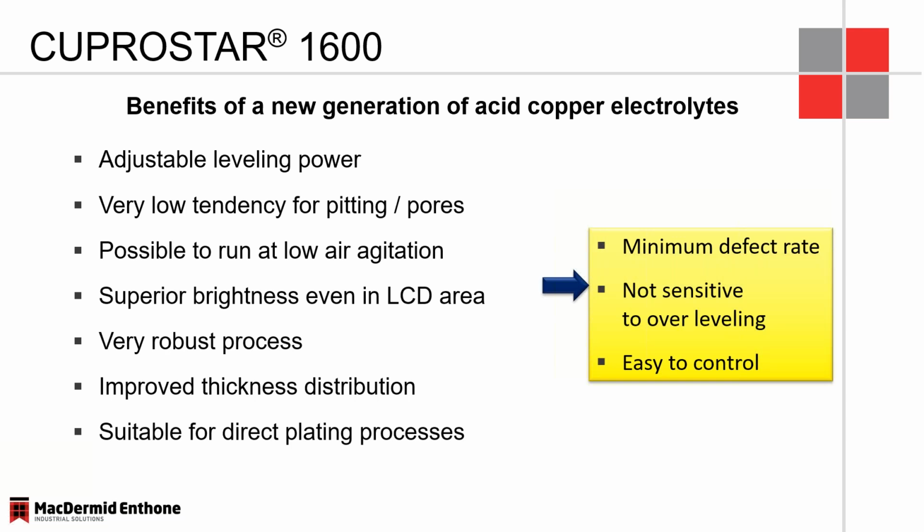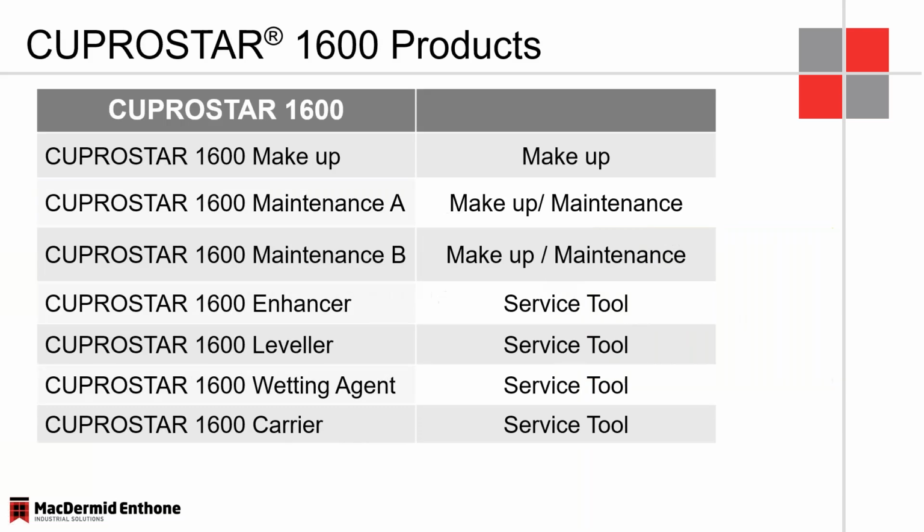Minimum defect rates, obviously, those are a goal when we're developing new processes, not sensitive to over leveling, and very easy to control. These are the products that make up the CUPROSTAR 1600 process. So for makeup, I'm utilizing 3 components: a makeup, a maintenance A, and a maintenance B. I use the A and the B also for maintenance, and I have 4 other service tools that I can utilize for the system: an enhancer, a leveler, a wetting agent, and a carrier.